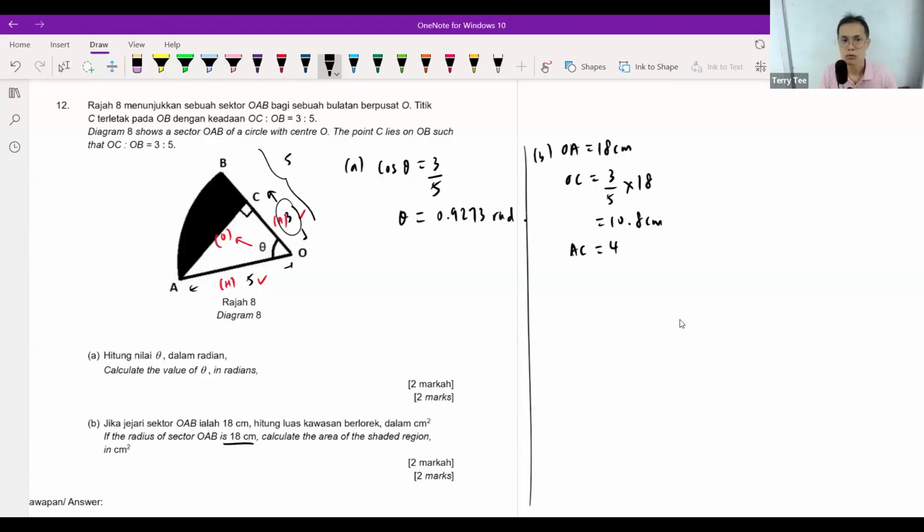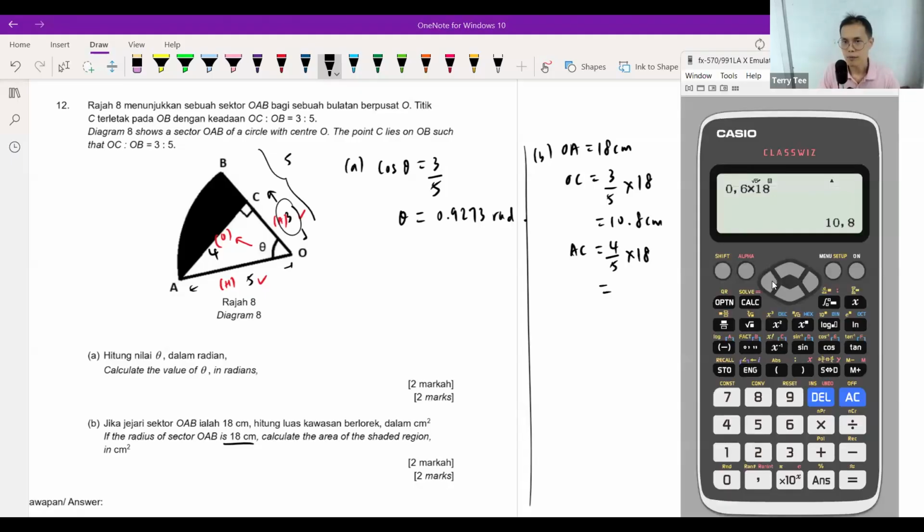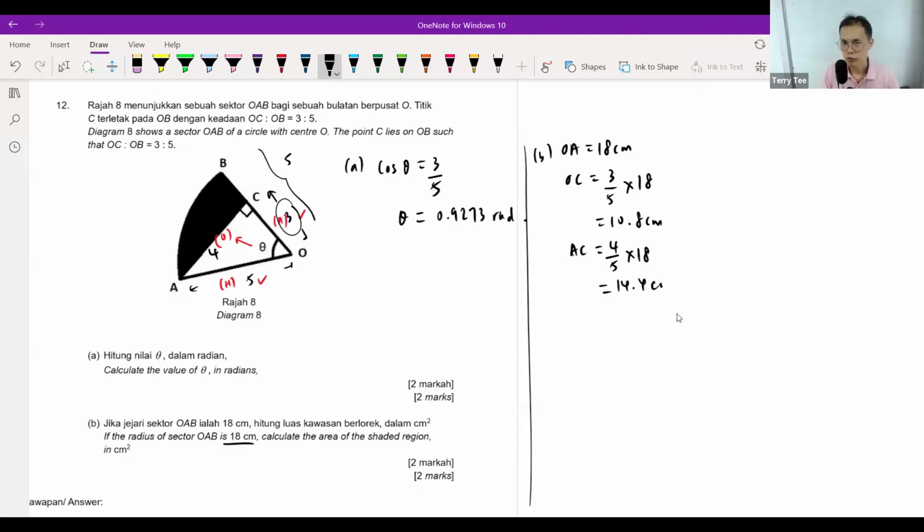You can use Pythagoras theorem 3, 4, 5. If this is 3, this is 5, AC is just 4, right? So I take 4 over 5 times 18. 4 over 5 is 0.8. Just change your 0.6 here to 0.8. You should get 14.4 cm.